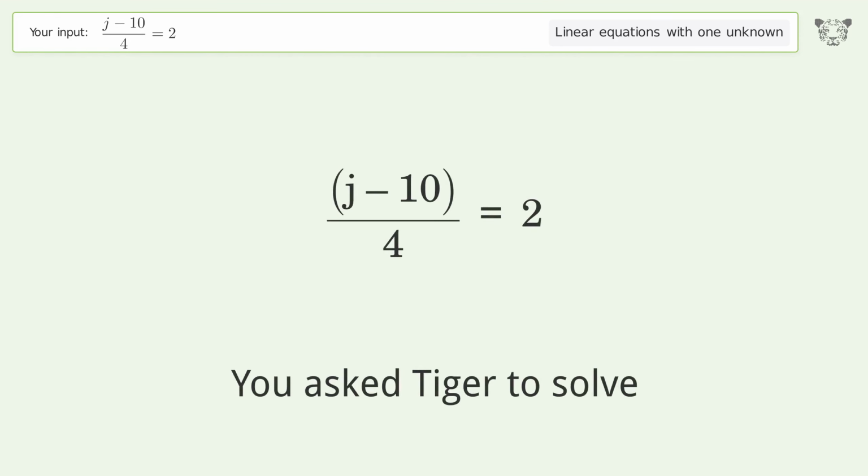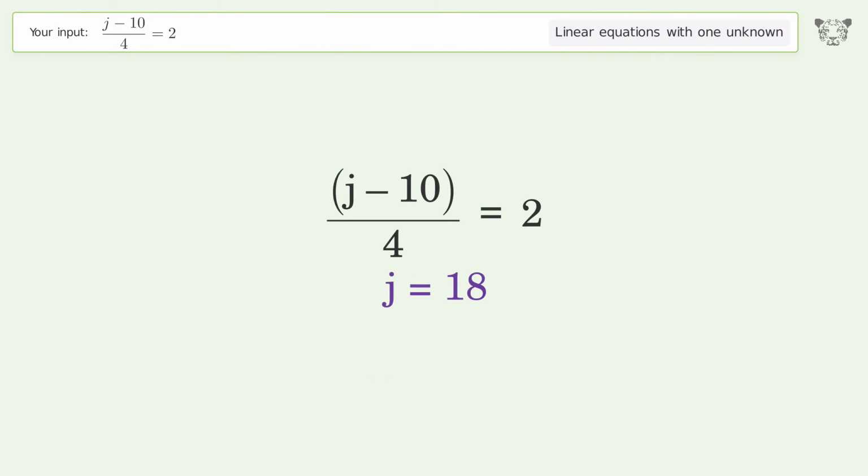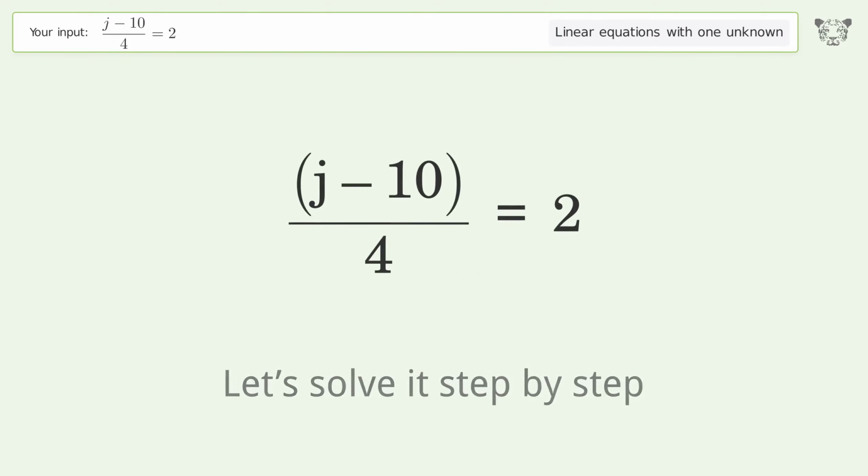You ask Tiger to solve. This deals with linear equations with one unknown. The final result is j equals 18. Let's solve it step by step.